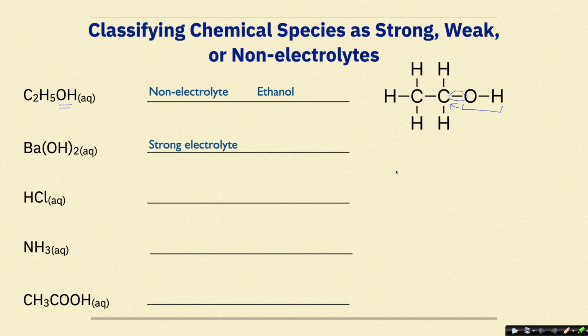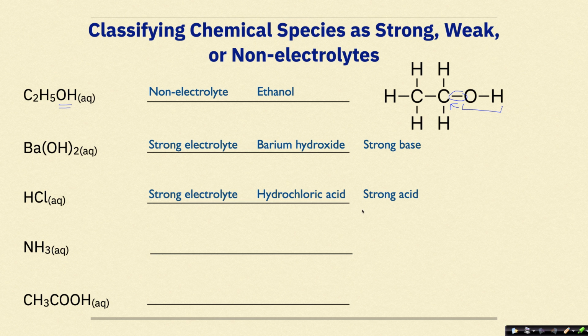Ba(OH)2 is a strong electrolyte, and it's a strong electrolyte because it's barium hydroxide. And we know that barium hydroxide is a strong base because it's going to dissociate into barium ions and hydroxide ions. HCl is also a strong electrolyte. That's hydrochloric acid, and it is a strong acid as it's going to fully ionize into hydrogen ions and chloride ions.